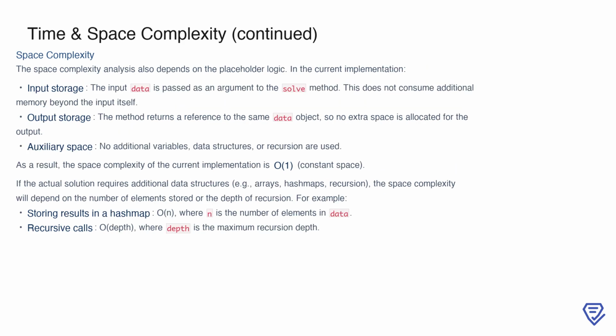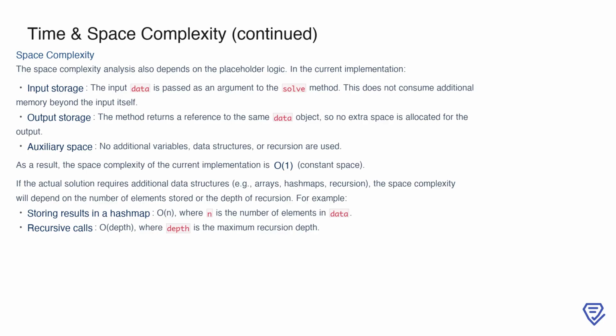Now let's turn to the space complexity of the implementation. With the current placeholder logic, the analysis is straightforward. The input data is passed as an argument to the method, meaning no additional memory is consumed beyond the input itself. Similarly, since the method returns a reference to the same input object without creating a copy or modifying it, no extra space is used for the output. Moreover, there are no auxiliary data structures or variables being created, nor is there recursion involved, which means no additional memory is used. Therefore, the space complexity for this implementation is O(1), representing constant space usage.